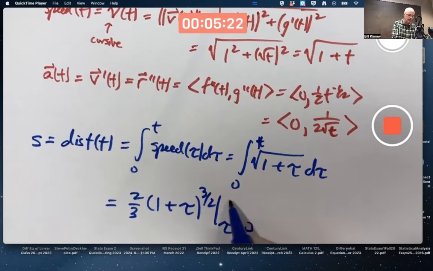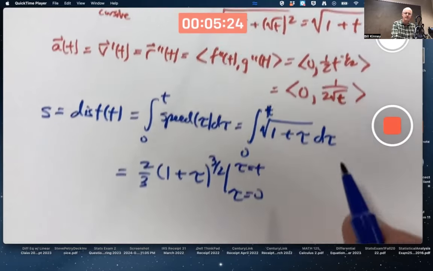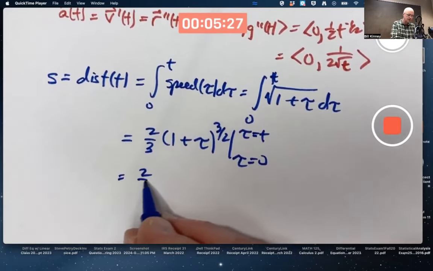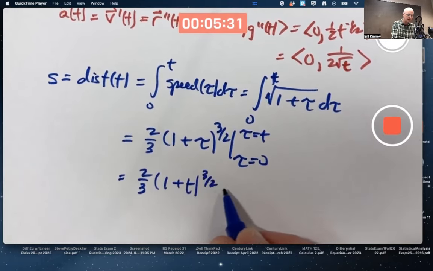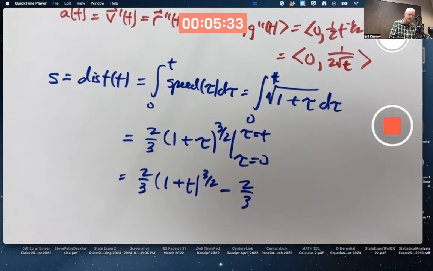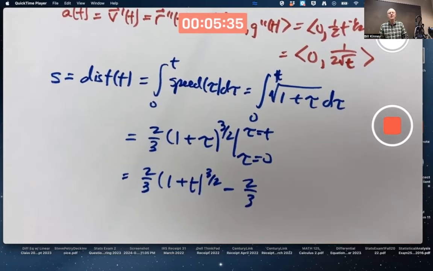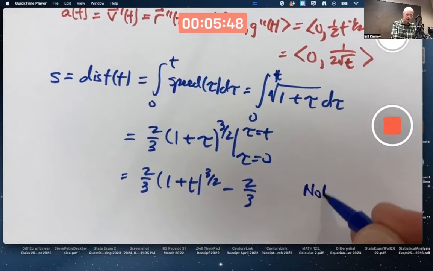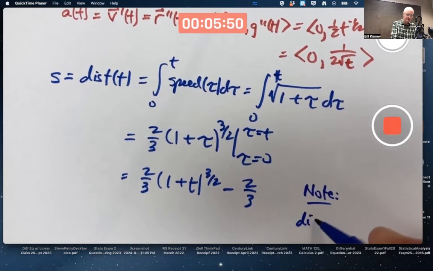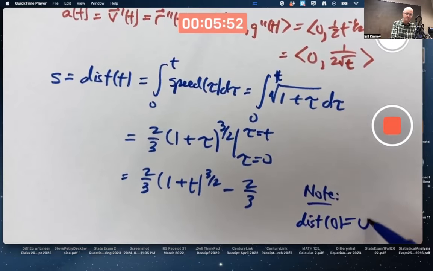Tau goes from 0 to t, giving you 2/3, 1 plus t to the 3/2 minus 2/3. You replace tau with 0, you get 1 to the 3/2, and 1 to the 3/2 is 1. 2/3 times 1 is 2/3. This does have the property that if you replace t with 0, you get 0. Note, distance at time 0 is 0.